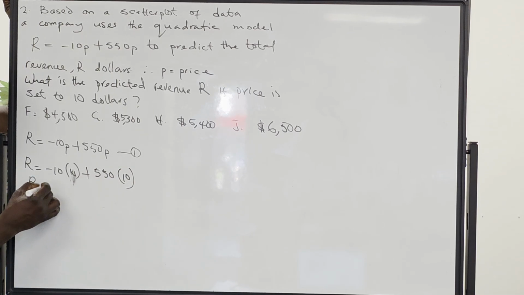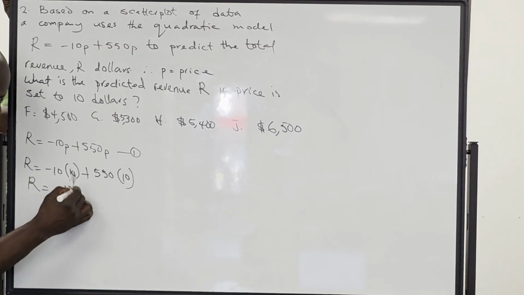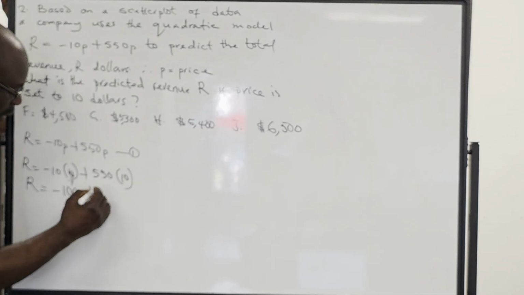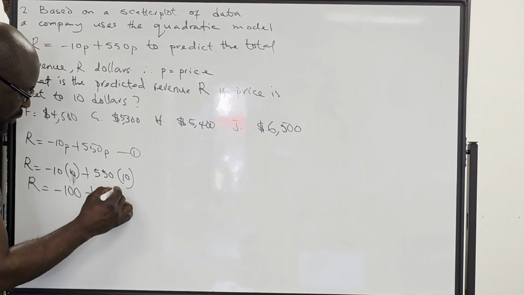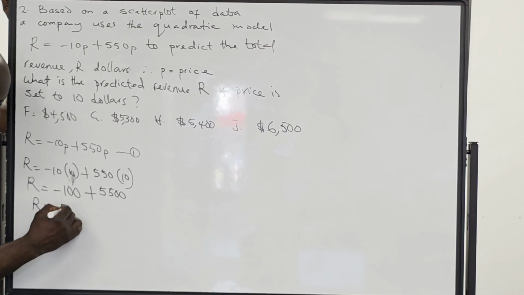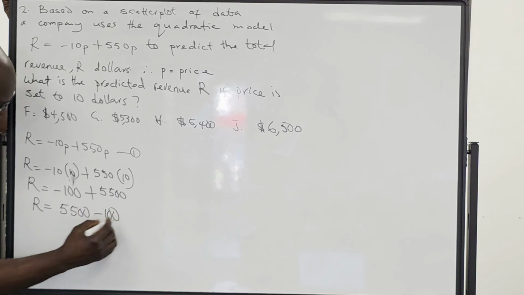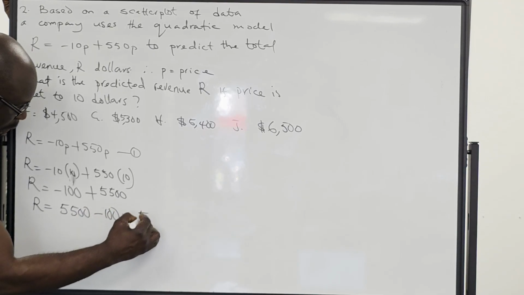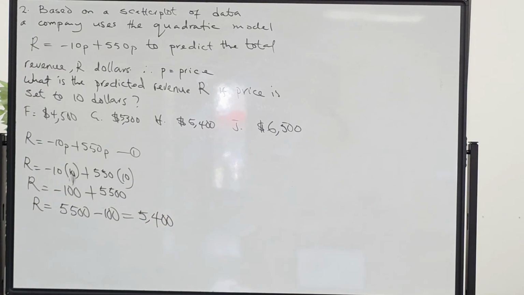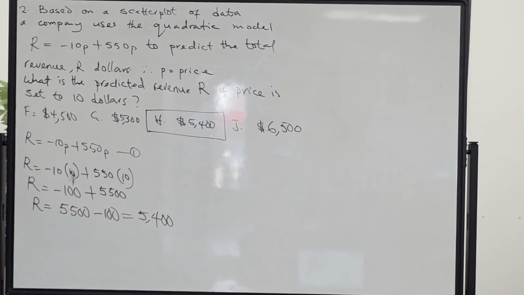So that R is equal to minus 10 times 10 squared, which is minus 1000, plus 550 times 10, which is 5500. So that our R now equals 5500 minus 100, and that equals 5400. So the option here is option H, 5400.